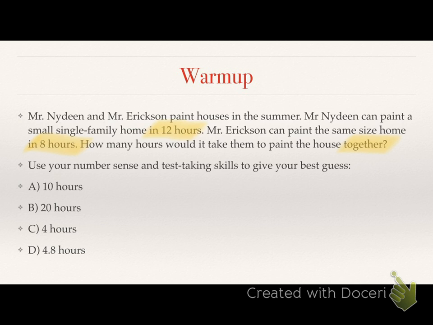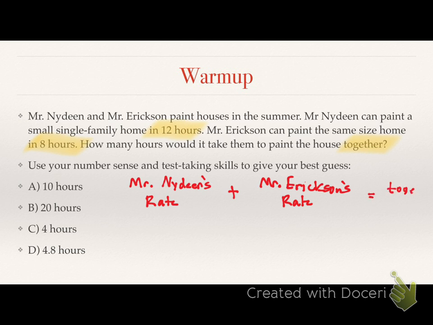Here's the thought process. In order to figure out how long it takes them to paint this house together, we're going to take their rates. So I'm going to take Mr. Nydeen's rate, in other words, the speed at which he can paint one of these houses. I'm going to take Mr. Erickson's rate, how quickly it takes him to paint one of these houses. And since they're working together, I'm going to add their rates together. And that will give me what I sometimes call the together rate, how long it takes them to paint one of these houses together.